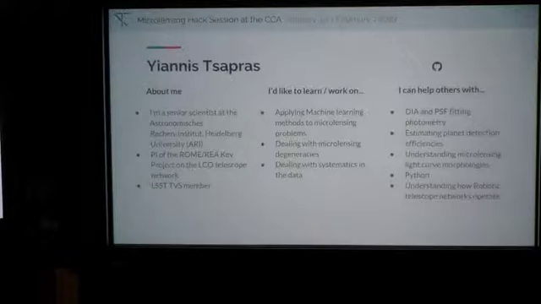Hi, I'm Yannis Tsapras. I'm a senior scientist at the Astronomisches Rechen-Institut at Heidelberg University. I'm the PI of the ROME/REA project. I used to work at LCO for a long time, and before that for the Liverpool Telescope, so I've been working on microlensing for about 20 years, so I belong to the same generation as Valerio and Łukasz, and I guess Martin and Scott.